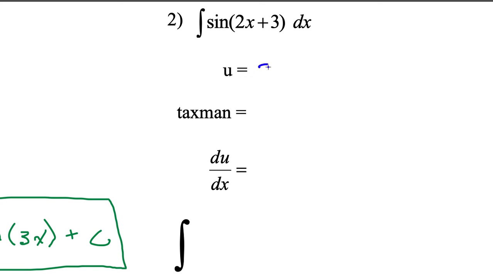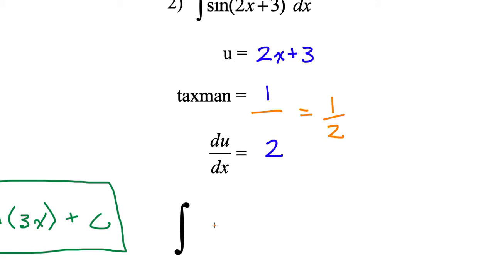All right, moving on to the next question, number 2. My inner is 2x plus 3. The taxman, there is no taxman. The derivative of 2x plus 3 is 2, which means I'm going to pay taxman 1/2. Rewriting this with paid taxman is 1/2 down here of sine of 2x plus 3 dx.